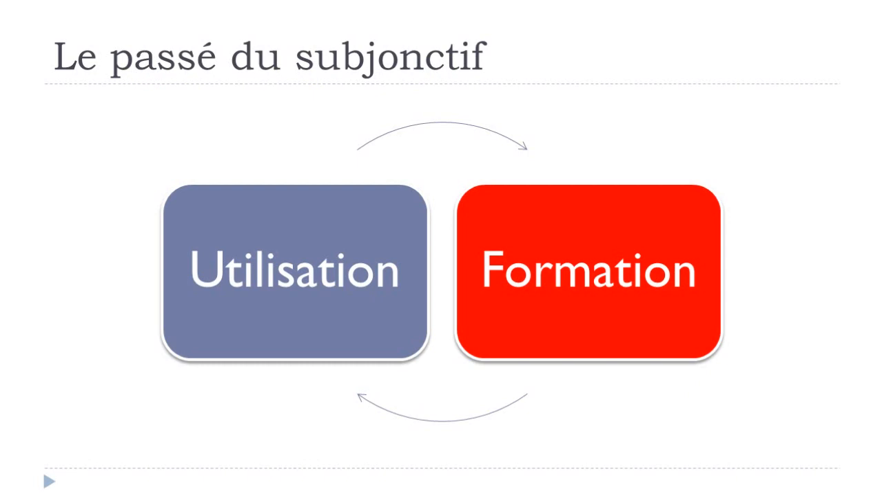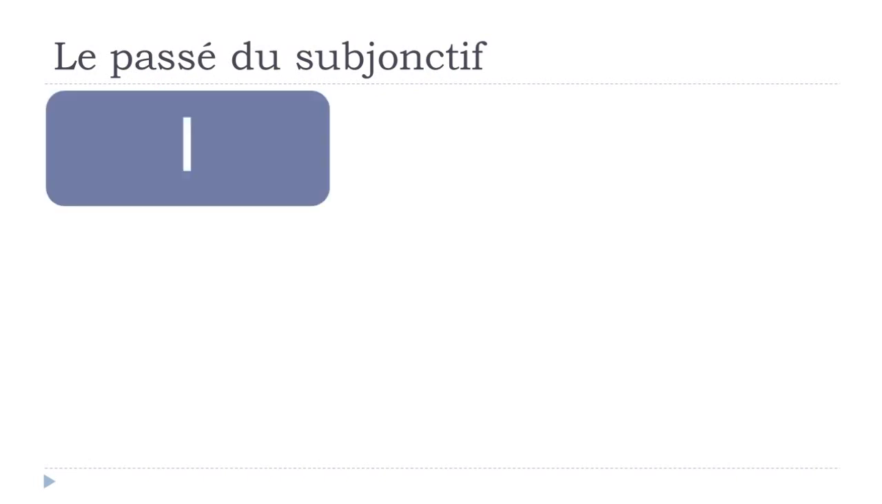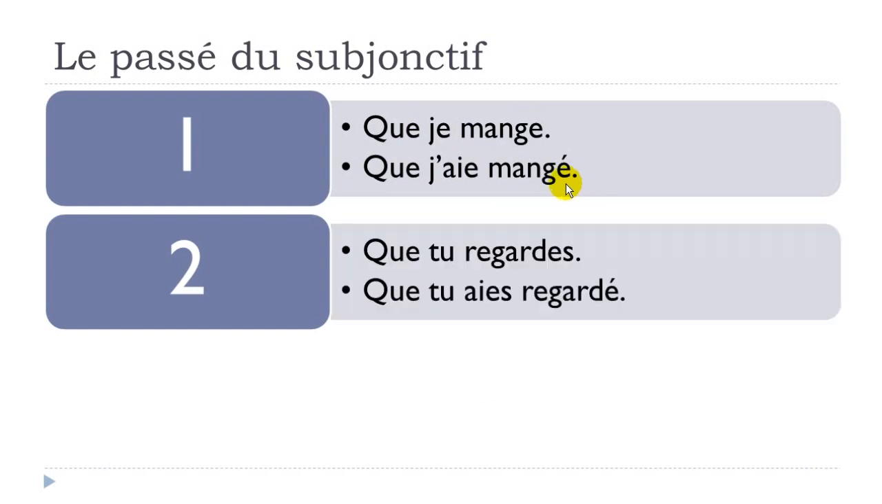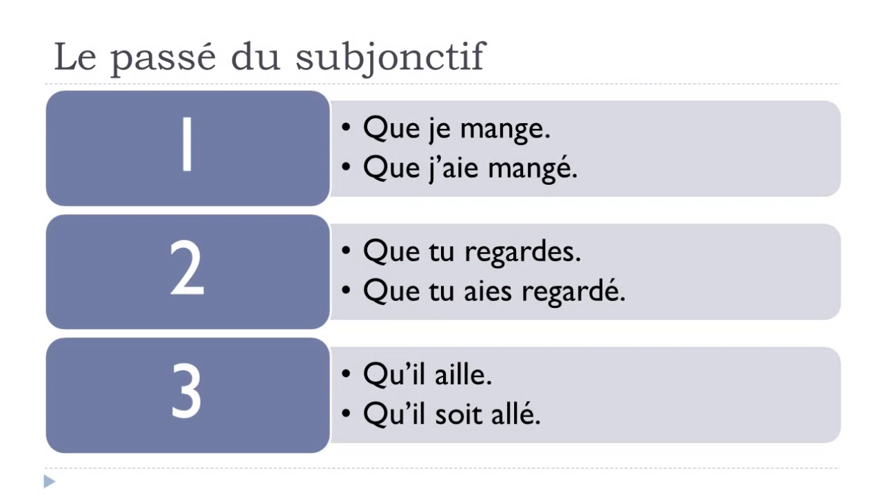Okay, so now we'll see how to make this passé du subjonctif. And first, well, the best way will be to have a look at this first sentence, que je mange, and it is the subjonctif présent form, okay, and the second one, que j'ai mangé, this is le passé du subjonctif. Second example, que tu regardes, same thing here, you've got the subjonctif présent, and que tu aies regardé, here you've got the subjonctif passé. And the third example, qu'il aille, so it's the verb aller, to go, and it's the subjonctif présent. Qu'il soit allé, and here we've got as well le subjonctif passé.